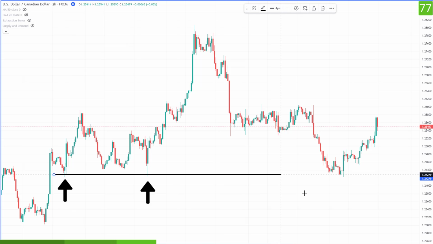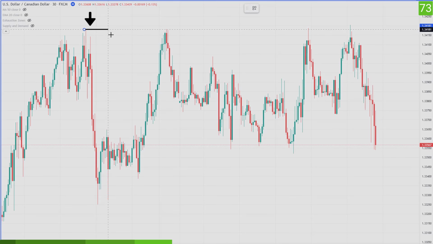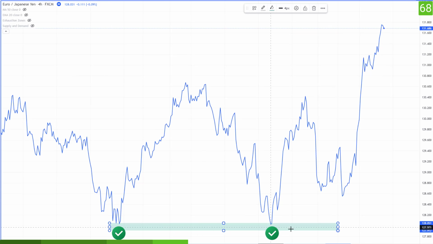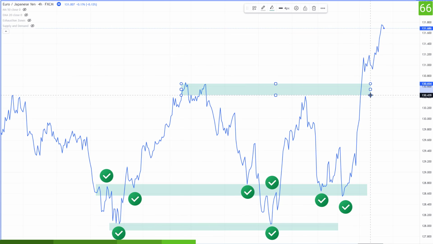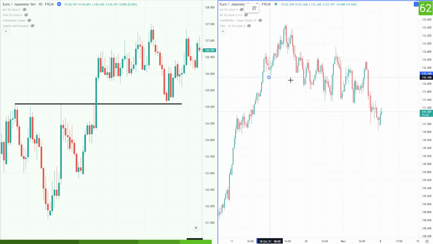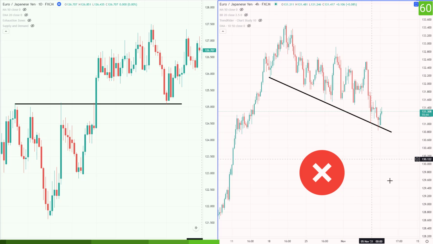A support level is like a floor and marks a level that the price can't break below. A resistance level is a ceiling that the price can't break above. Sometimes it can help to switch to a line graph to find the best levels. Support and resistance levels are always horizontal and require at least 2 confirmation points to be valid.